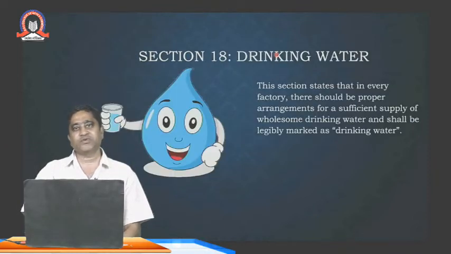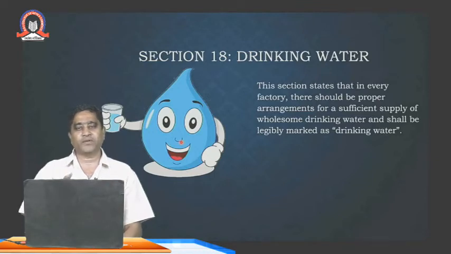Section 18 deals with drinking water. Every factory should be provided with drinking water. This section states that in every factory there should be proper arrangement for a sufficient supply of wholesome drinking water, which should be legibly marked as drinking water. In factories where more than 250 workers are working, there should be cool drinking water in the summer season, marked as water safe for drinking.